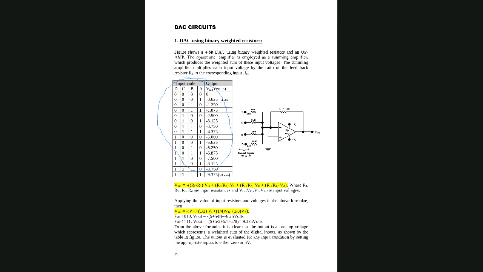If I have 1111, guys, what will happen now? Very simple. V out will be equal to minus, now all of them are 5 volt, right? 1111, the last one. We have 5 by 5 plus 5 by 2 plus 5 by 4 plus 5 by 8. Because all inputs are 1, so all are 5 volt. So VA, VB, VC, VD, all of them are 5 volt. When you solve it, you will get minus 9.375 volt. Everybody is okay? You will apply each part of the equation, and the reason is because all of them are 1.